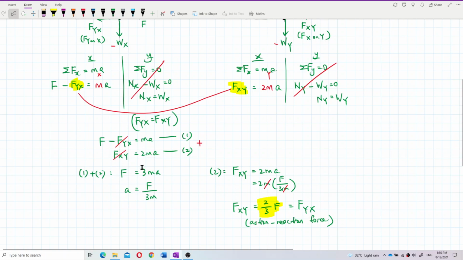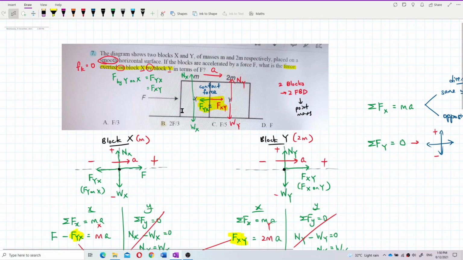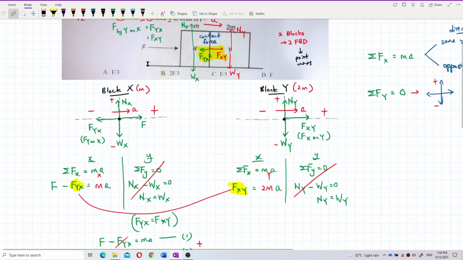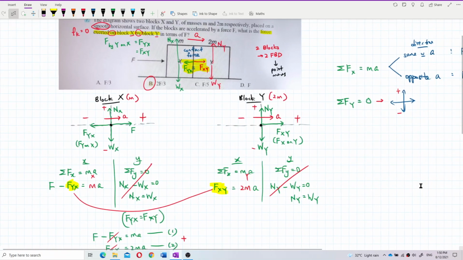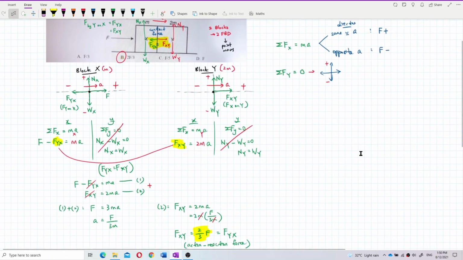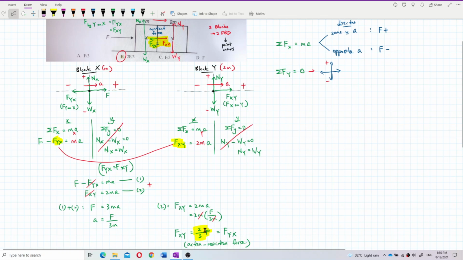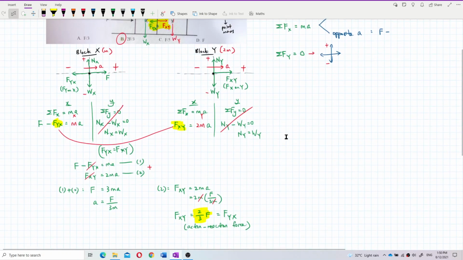So we got the acceleration first, then we substitute the acceleration, and we got Fxy. Fxy also equals Fyx. The question asks for Fyx, which is equal to 2 over 3 F. Is there an answer? Yes, 2F over 3. That's the answer, B. Okay, simple. 2F over 3. That's it.